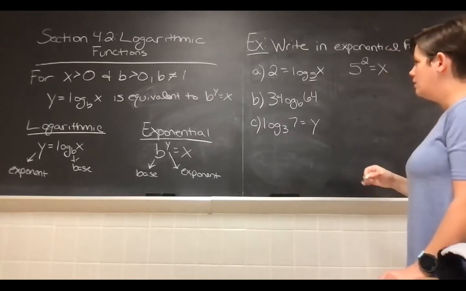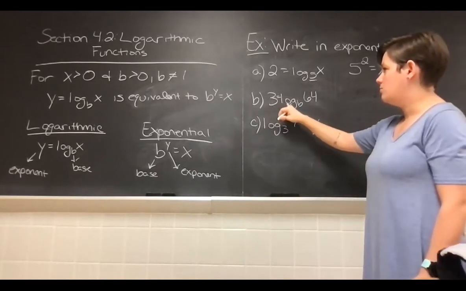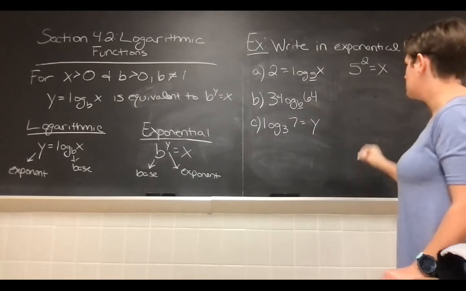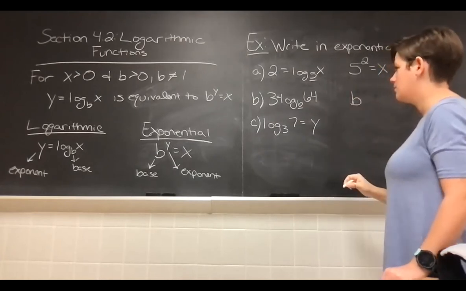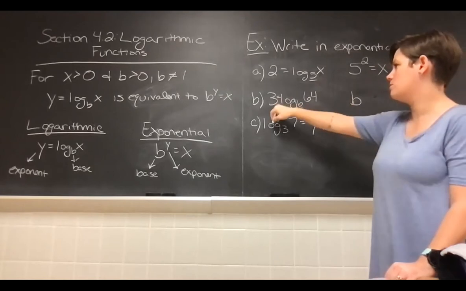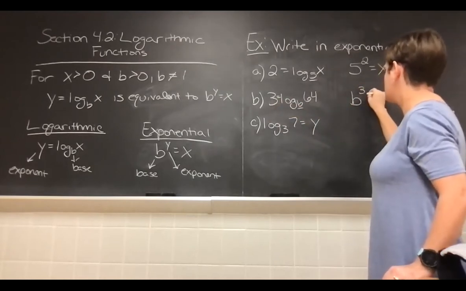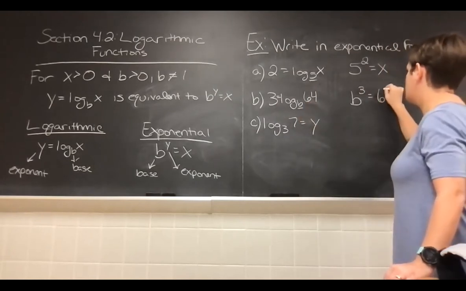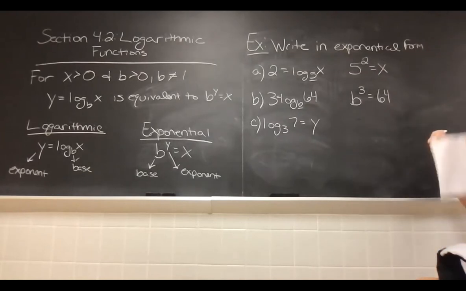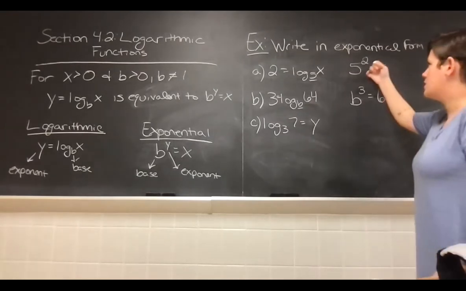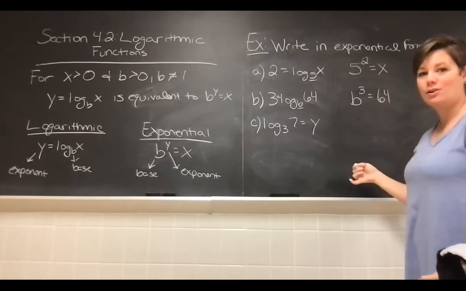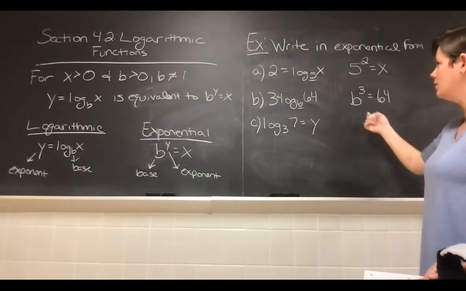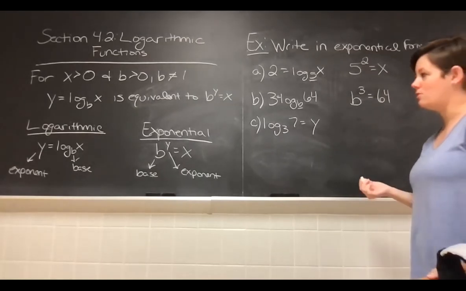Okay? So let's look at b. We have 3 equals log base b of 64. So the base of my log is b, so the base of my exponential is b. The answer will be my exponent. The answer was 3, so my exponent is 3. And then I say equals whatever is inside of my log, which is 64. Hopefully you can see how this can be really nice for solving some of these logarithmic equations when you may or may not have a calculator or know how to type this stuff in. If you can get it to exponential form, sometimes it's easier to solve.